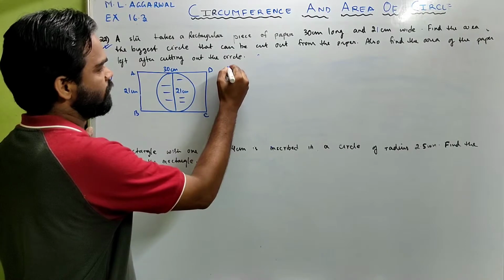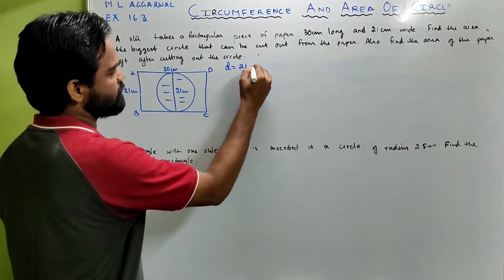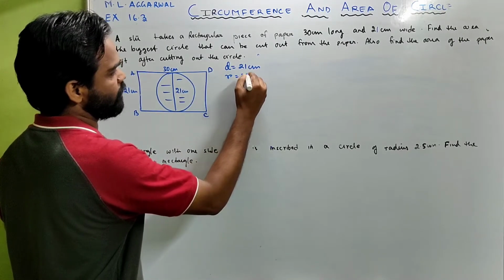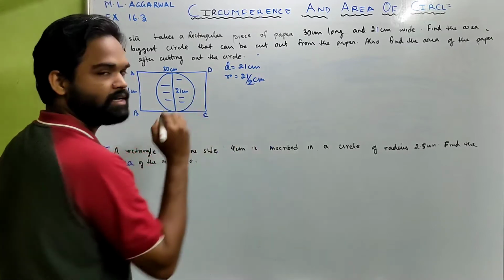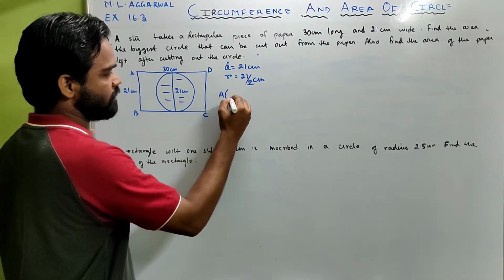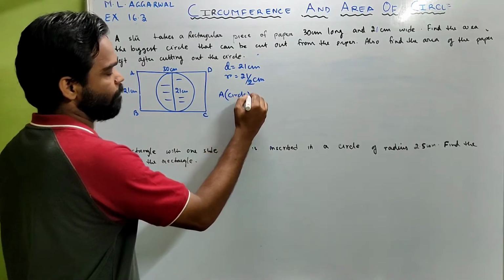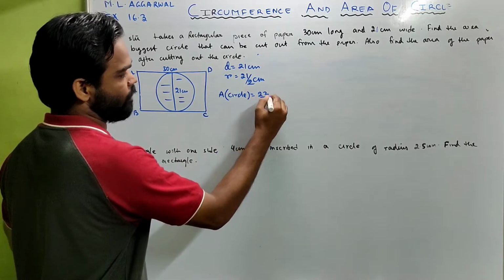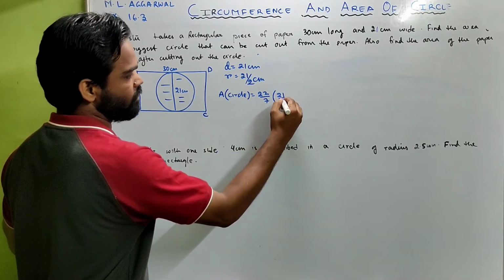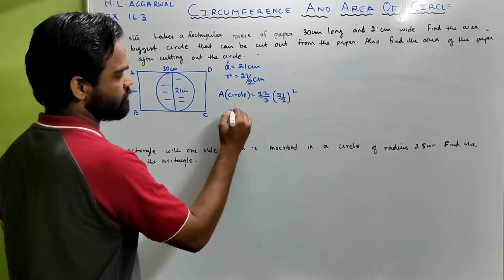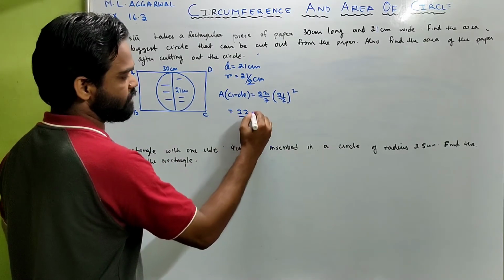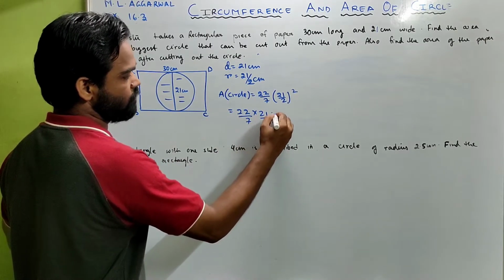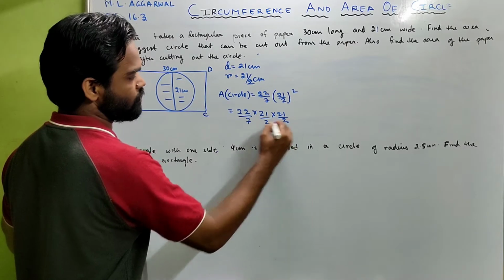See, diameter is 21 centimeter. So the radius will be 21 by 2 centimeter, isn't it? So the area of the circle will be pi r square. So that's 22 by 7 r square. That's 21 by 2 whole square. So that comes as 22 by 7 multiplied by 21 by 2 multiplied by 21 by 2.